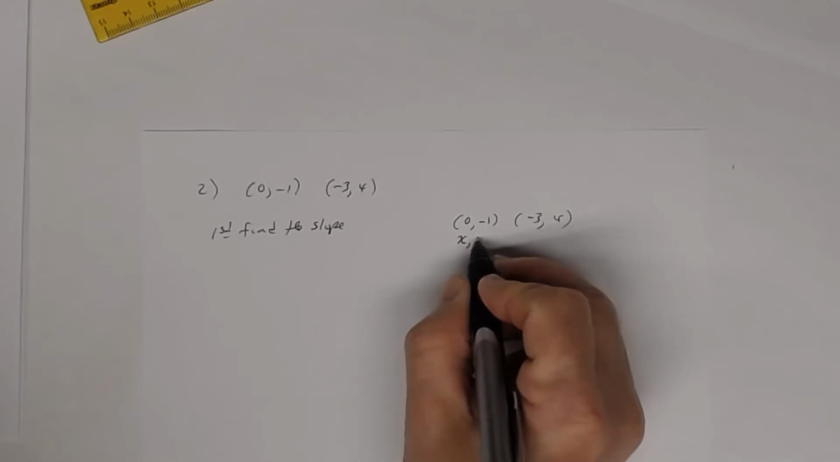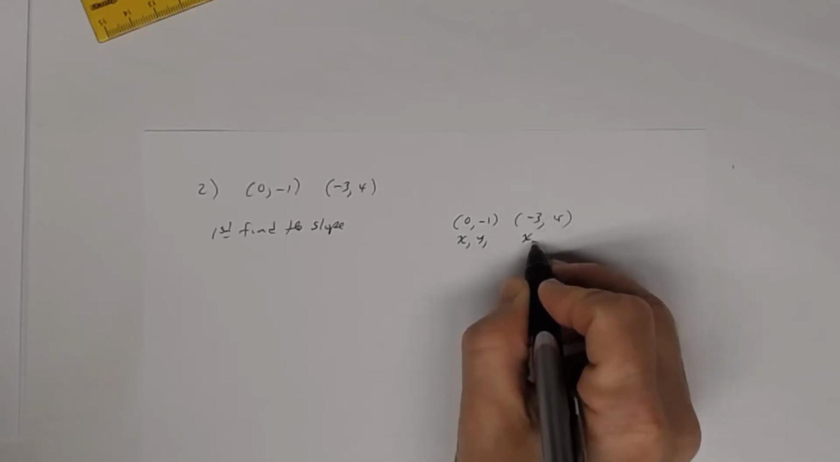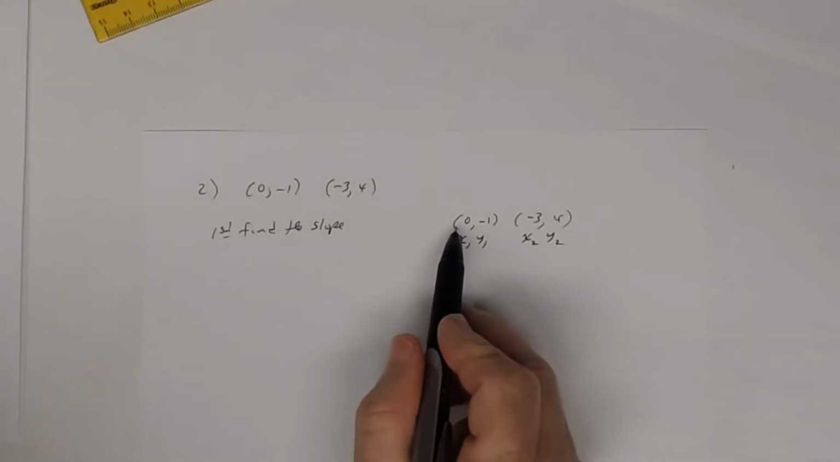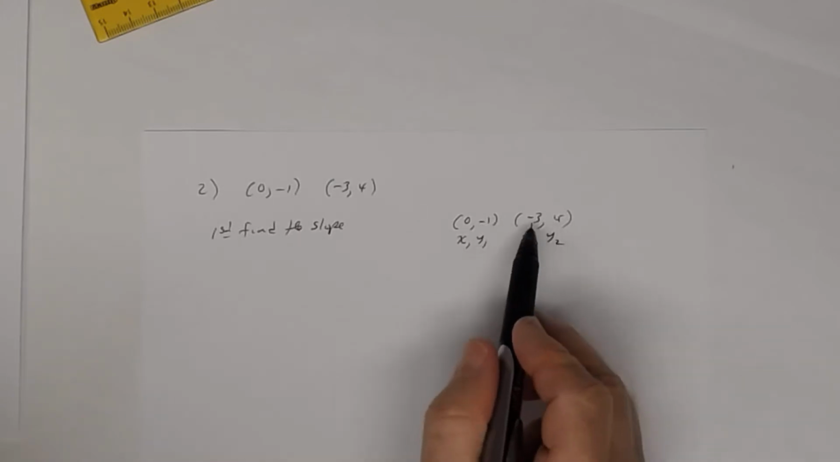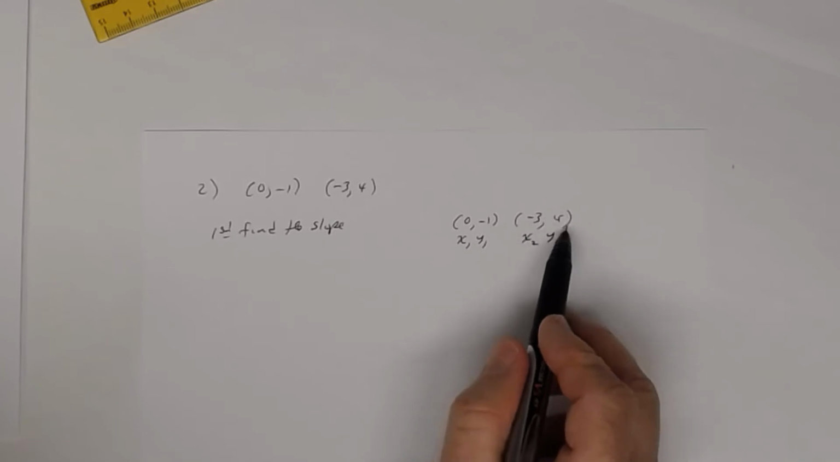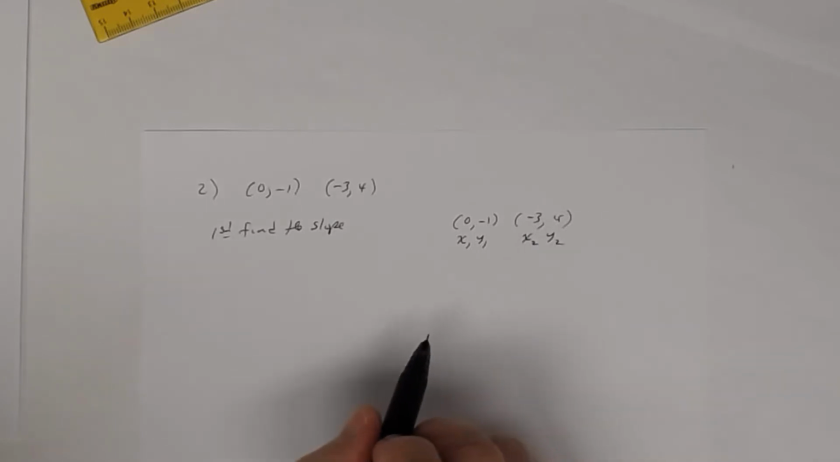So this will be x1, y1, and this will be x2, y2. So this is the x coordinate of the first point. This is the y coordinate of the first point. This is the x coordinate of the second point. This is the y coordinate of the second point.